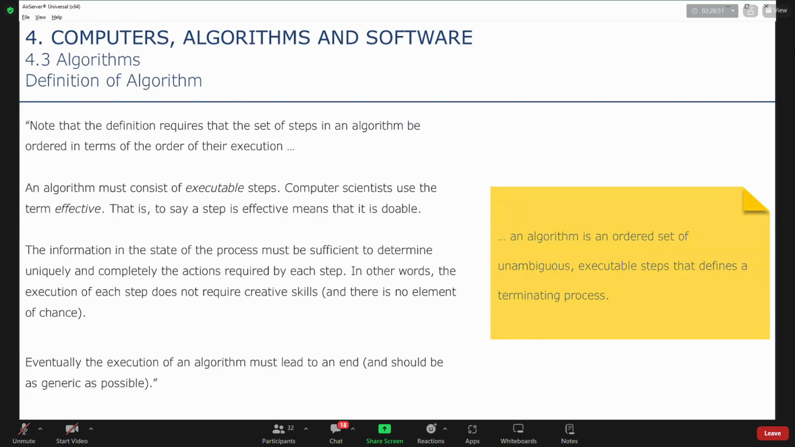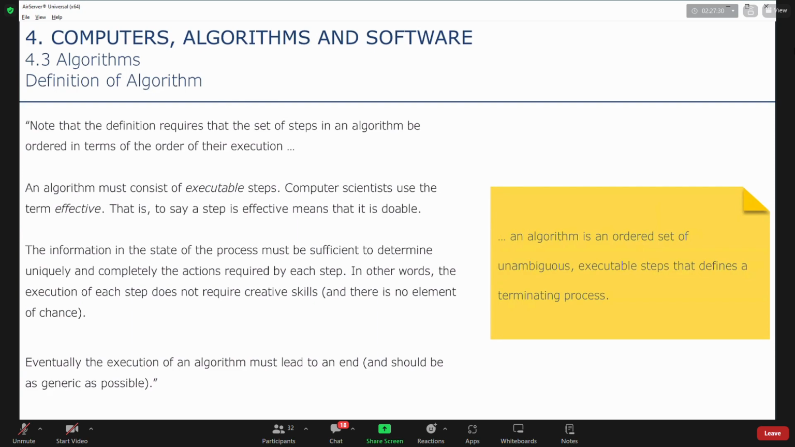It is not really a random number. That's really a calculated number, and there is a formula behind that. But this formula is including something which is not obvious, like date and time, or, I don't know, maybe the position on Earth that you're sending this request from, or things like that. But it's a calculated number, because if not, it wouldn't be an algorithm, because an algorithm does not have any element of chance. And eventually the execution of an algorithm must lead to an end and should be as generic as possible.